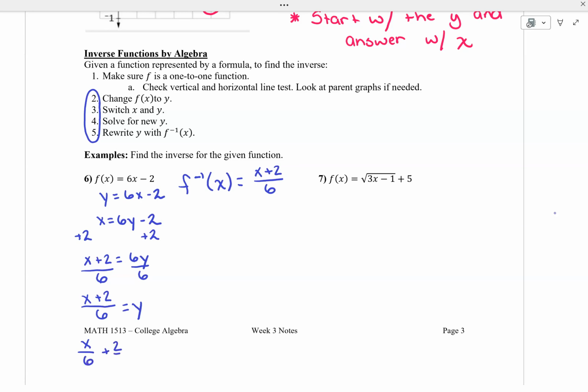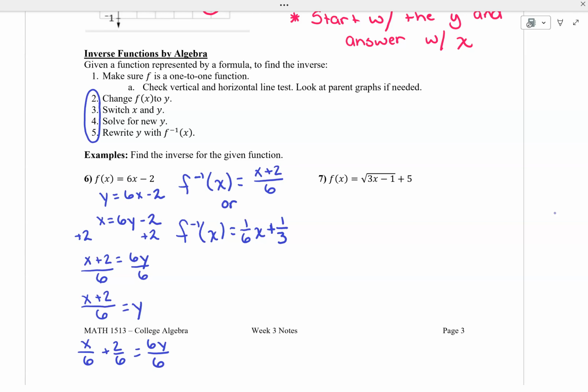You could have divided everything by 6 like this, okay? And if you would have done that, your answer would have just been 1/6 x plus 2 over 6, which would have reduced to 1/3. Okay, so either one of those would be fine for an answer.